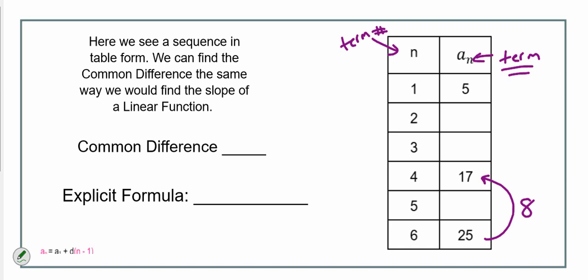And then 6, since we jumped 2 on the right, we got to jump 2 on the left. 6 minus 4 is 2. Now, if we were finding the slope of the rate of change, right, we would do the 8 divided by the 2. The common difference is the same way. We're going to do 8 divided by 2 equals 4.